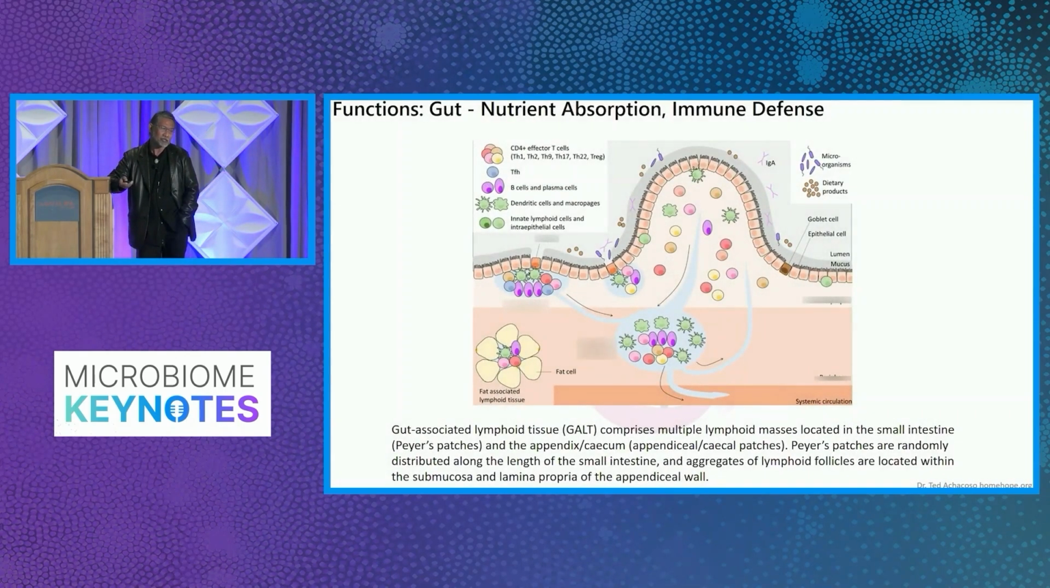So the functions would be nutrient absorption and immune defense, right? And you could see here underneath the intestinal lining, there are the Peyer's patches, right? And there's the M cell, or the microfold cell, that precedes it. And of course, there's lymphoid tissue underneath. This is called the induction patch, right? This is where most of the immune system actually interacts with anything that's in the gut lumen.